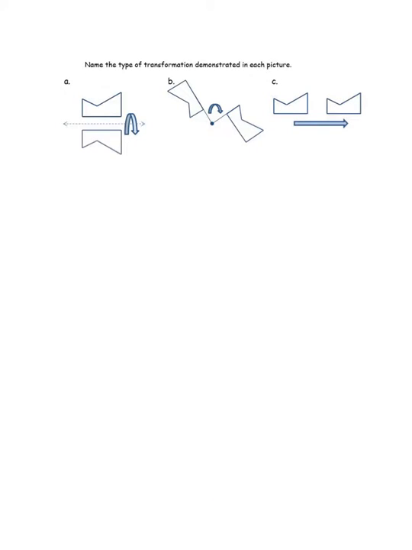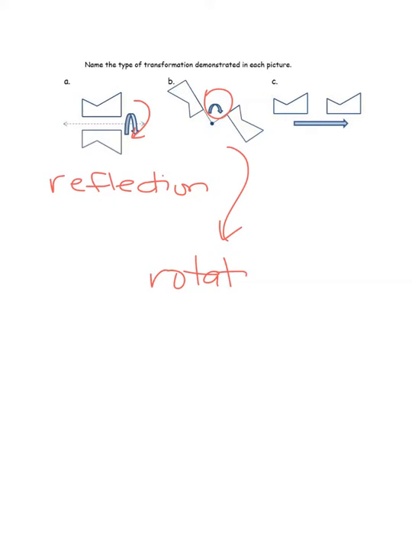Our first question asks us to name the type of transformation demonstrated in each picture. This gives us a good example to start with. In letter A, this is a reflection. We are reflecting the original image, called a pre-image, over an axis, so that's reflection. In example B, this piece right there tells us we're rotating, so this is a rotation. In our last example, letter C, we're just sliding it. That one's called a translation, and we also talk about that as being a slide.